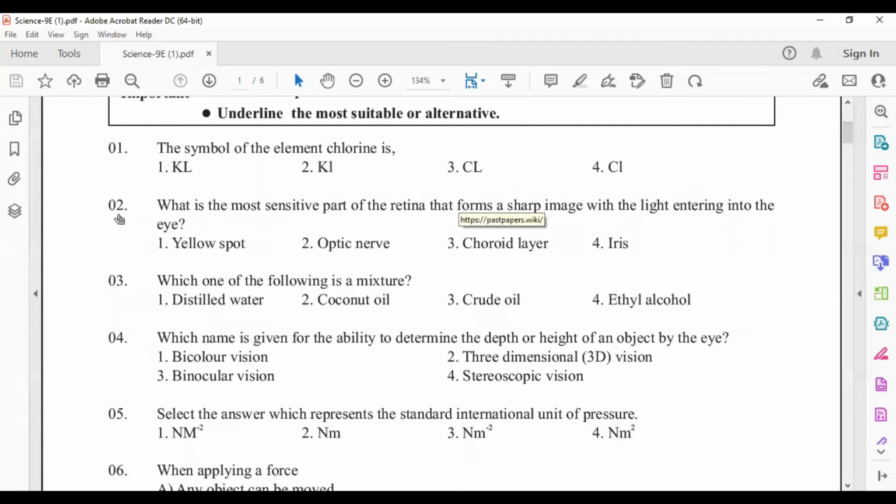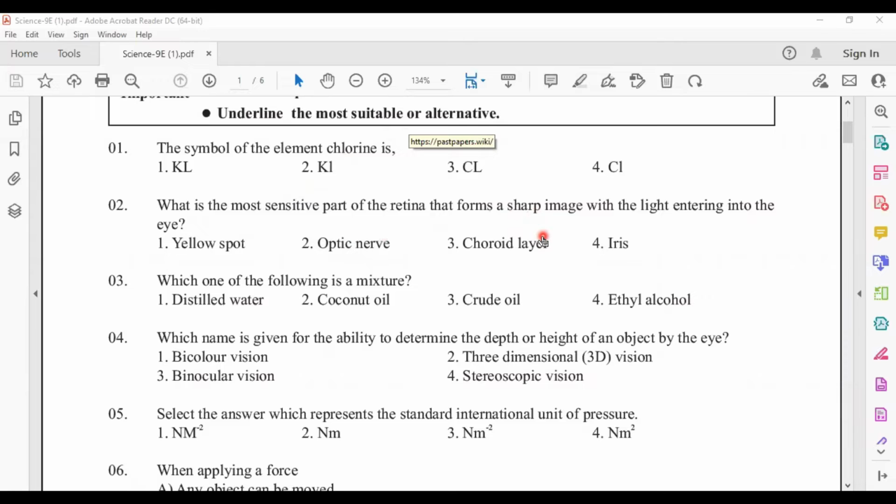Answer number 4. Second one, what is the most sensitive part of the retina that forms a sharp image with the light entering into the eye? Sharp images are formed in the yellow spot. The function of the optic nerve is to convey the visual stimulus from the retina to the brain.